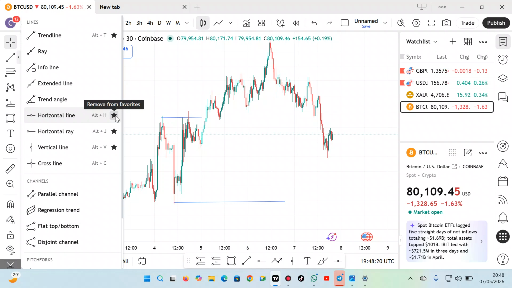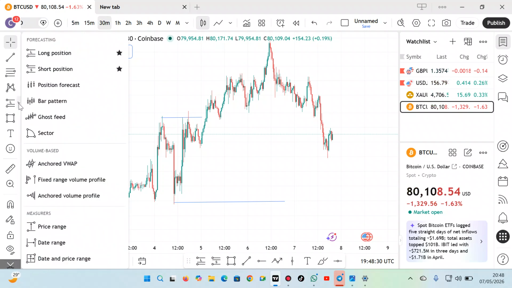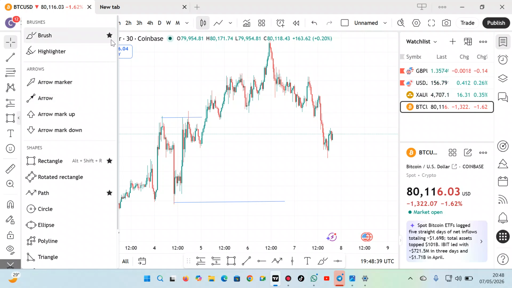So you add to your favorite, you add it. Then horizontal line is for top-down analysis. Horizontal ray is also for top-down analysis. Vertical line is for demarcation. After adding it, you go to another one. Long position is for buying, short position is for selling. You add both of them. Then you come to this brush. Brush is for some sketches on the charts. You add it. This is rectangle. You add rectangle. Path is for drawing expectation, what you expect the market to do. That is what you use path for.